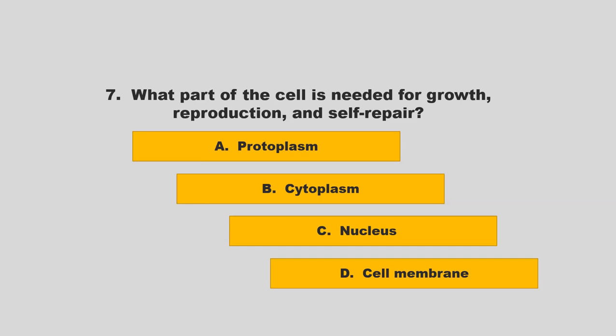What part of the cell is needed for growth, reproduction, and self-repair? Protoplasm, cytoplasm, nucleus, cell membrane. If you chose B, cytoplasm, you are correct.